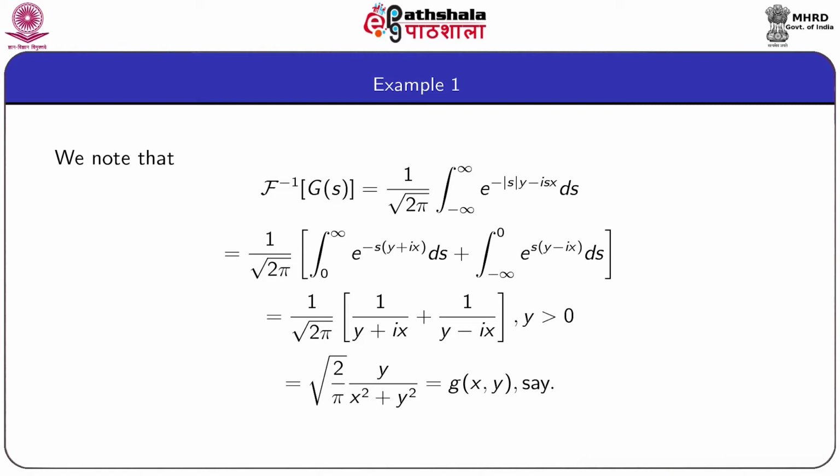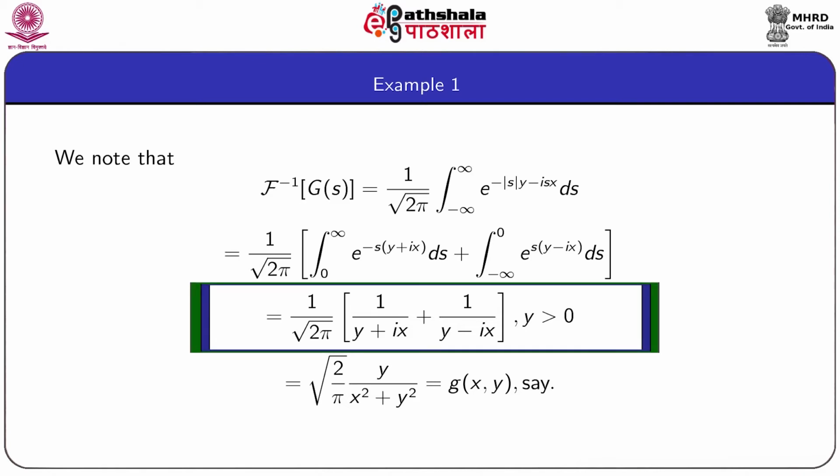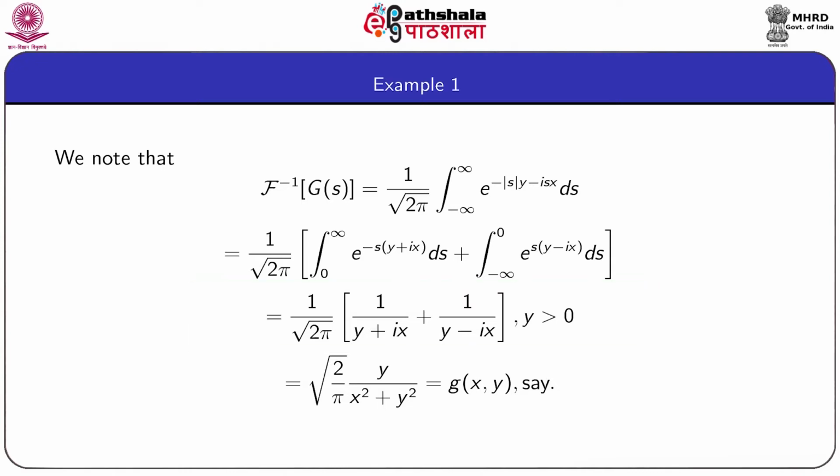So, performing the integration, we find the Fourier inversion of capital G(s) as 1 by root over 2 pi into (1 by (y plus i x) plus 1 by (y minus i x)), and that comes to root over 2 by pi, y divided by x square plus y square, which we denote by small g(x,y). Here y is positive. So, the Fourier inversion of capital G(s) is equal to small g(x,y).